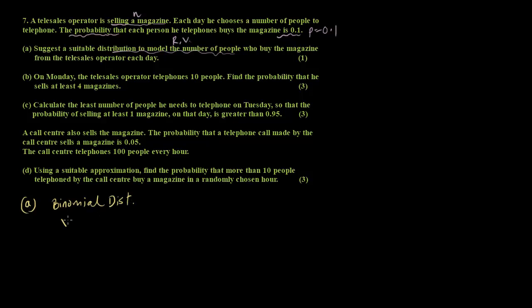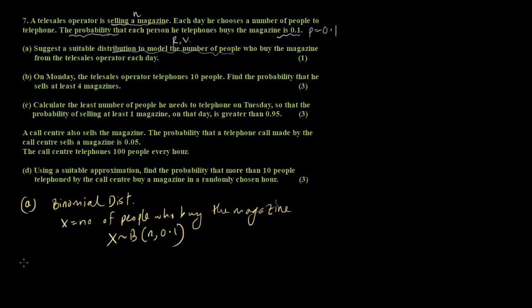Always define the distribution. So X equals the number of people who buy the magazine. And we don't know what the value of n is, so it's going to be B(n, 0.1). Question B.